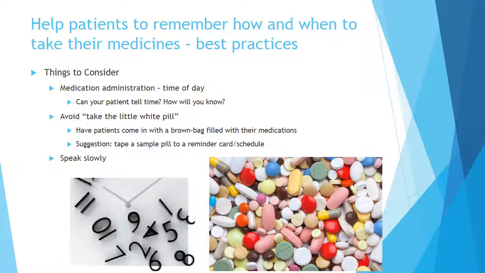Okay, great. So some more things to consider when you're administering medication. Time of day. Can everybody read an analog clock and a digital clock? What do they have at home? Can they tell time? Is the patient dyslexic? Do they have problems reading numbers? So how are you going to know? And how are you going to communicate?